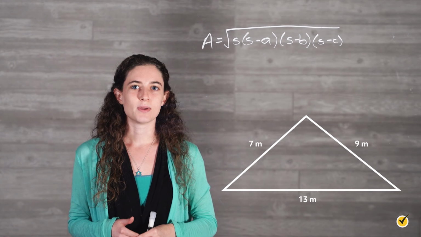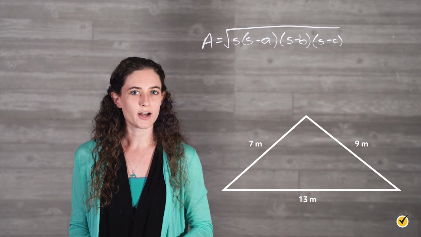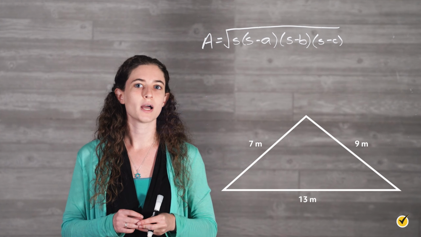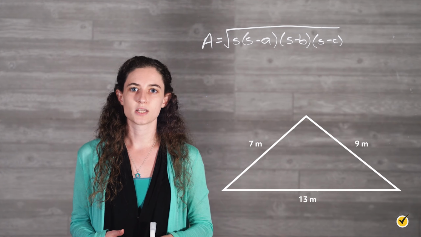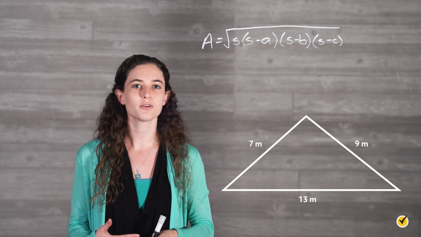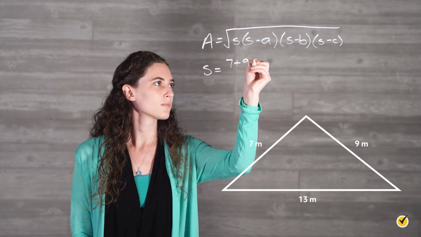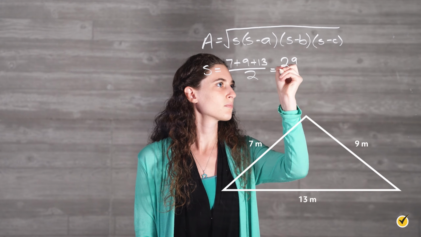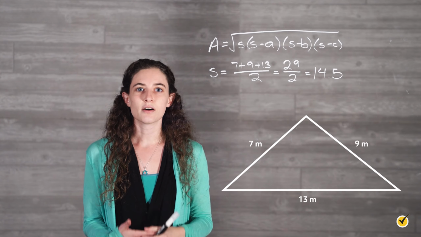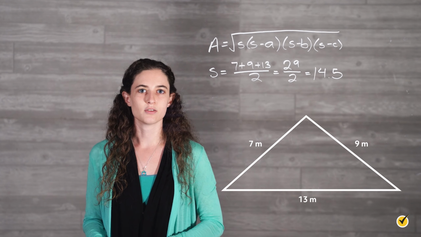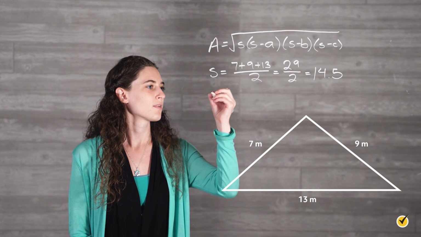We know our A, B, and C values, but we don't know the value of S. So before we can plug things into our formula, we need to figure out what S is. S stands for semiperimeter, so we want to find the perimeter of our triangle and then divide by 2. Now that we know that S is 14.5, we can plug all our known values into our equation.